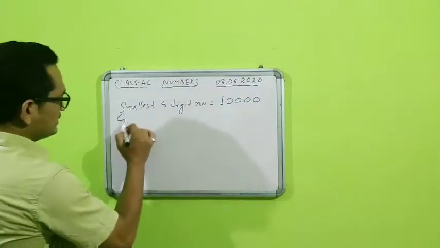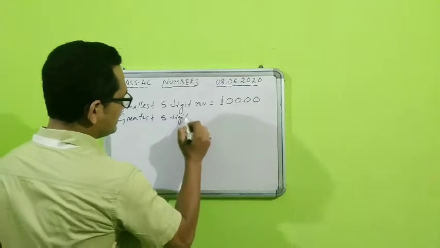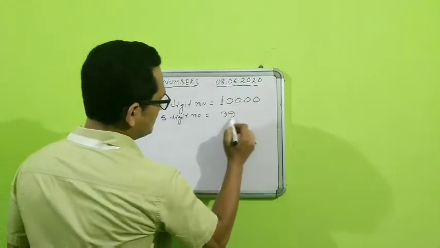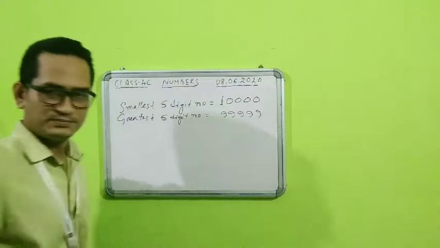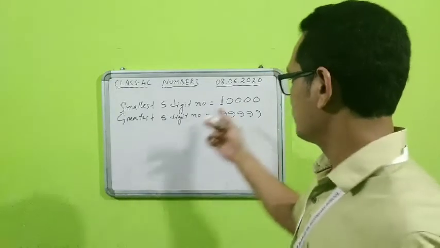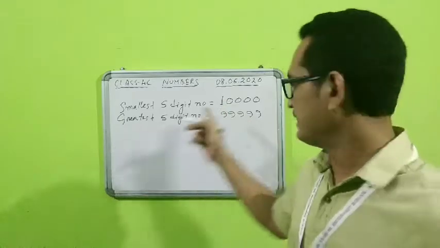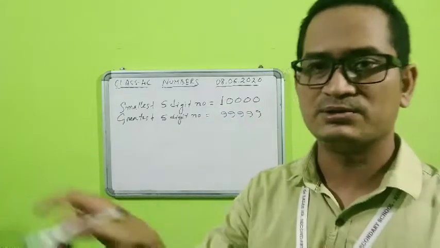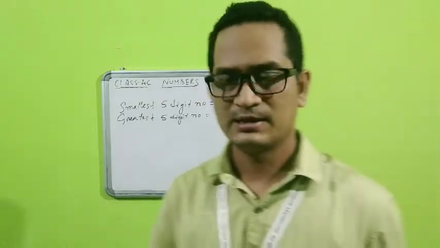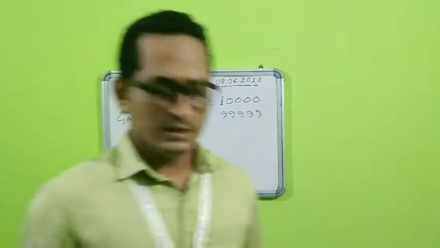Then what will be the greatest 5-digit number? If you say the greatest 5-digit number, students, it will be 9 put 5 times. Because 9 is the greatest digit, to make the greatest 5-digit number, you have to put 9 five times. To make the smallest 5-digit number, you have to use 1 on the extreme left-hand side, and the remaining 4 digits you put 0, 0, 0, 0, as 0 is the smallest digit out of the 10 digits.